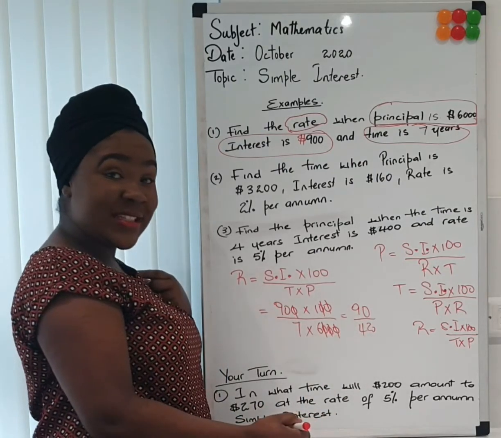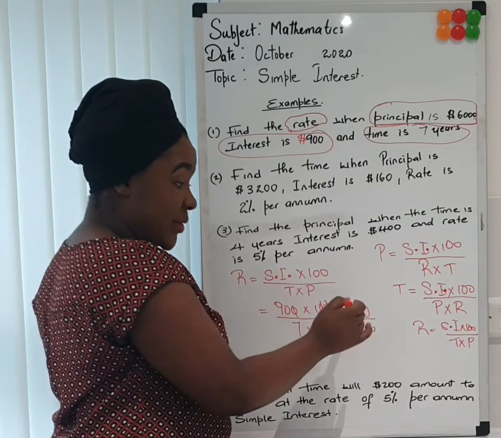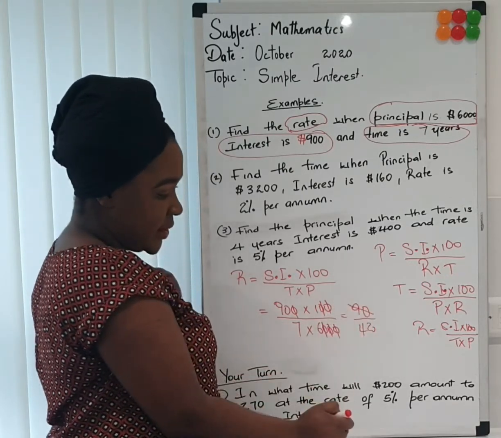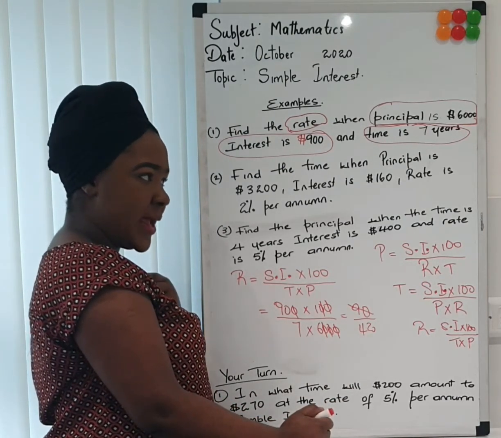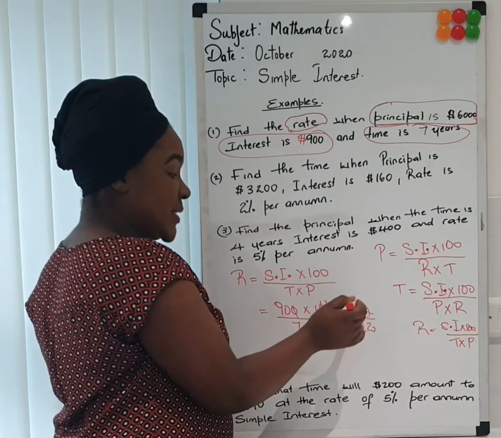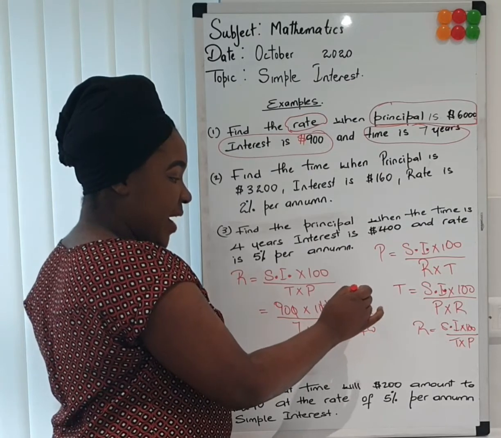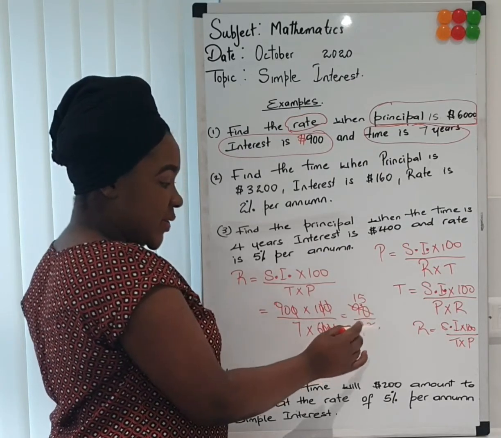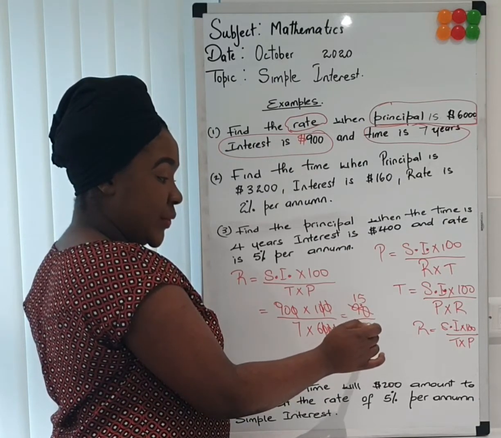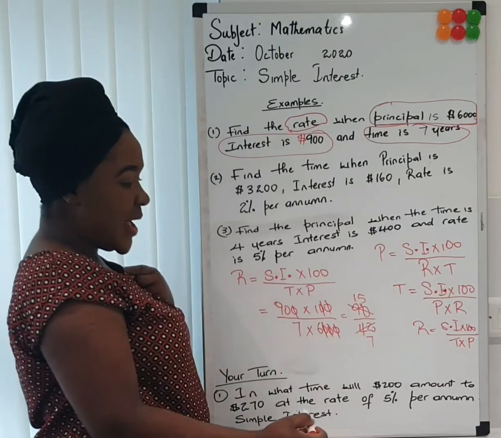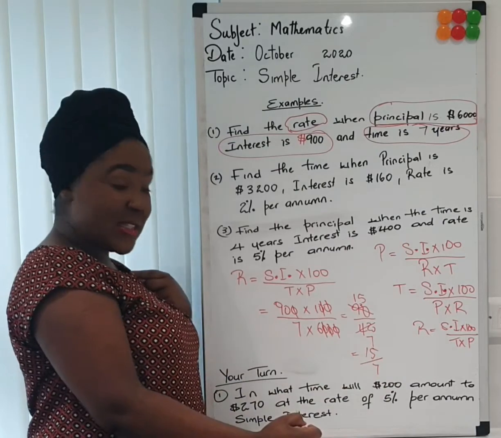Alright, we can still simplify some more. We can divide 42 by 3 and 90 by 3. So 90 divided by 3, or we could have used 6. 6 into 9 goes 1 time, remainder 3. 6 into 30, that's 5. So that's 15. And 6 into 42 will give us 7. Alright? So we have 15 divided by 7 so far.